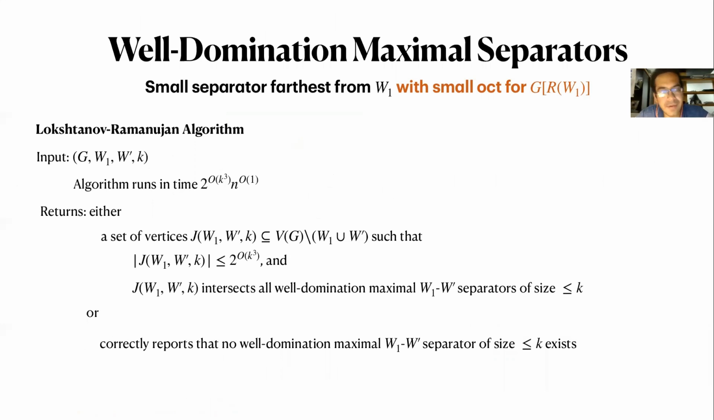So what is the Lokshtanov-Ramanujan algorithm? The input is the graph G, the terminal set W1 and terminal set W prime, and the parameter k. The algorithm runs in 2 to the power order k cubed times n to the power order 1, and either returns a set which is disjoint from W1 union W prime, such that the set is bounded by 2 to the power order k cubed and intersects all domination maximal W1-W prime separators of size at most k, or it says that there is no domination maximal separator of size at most k.